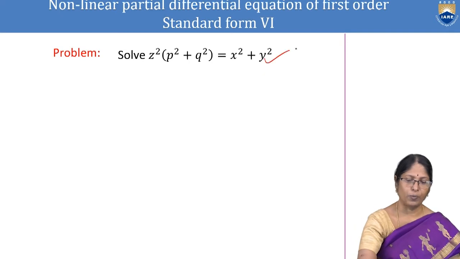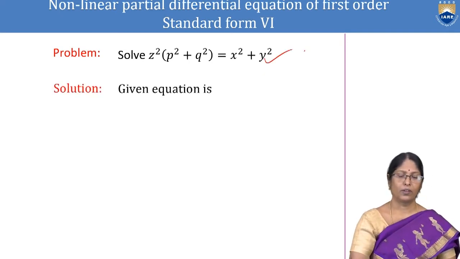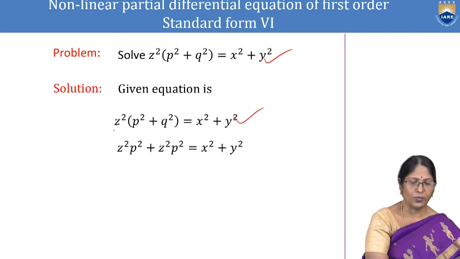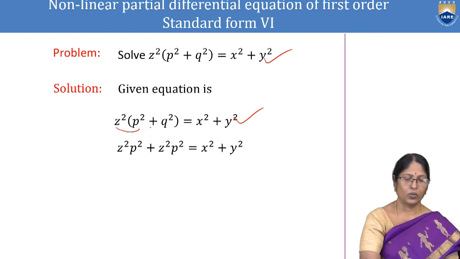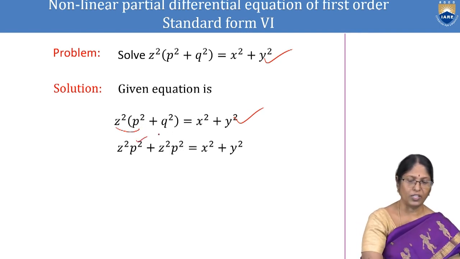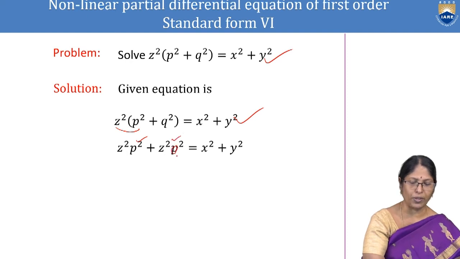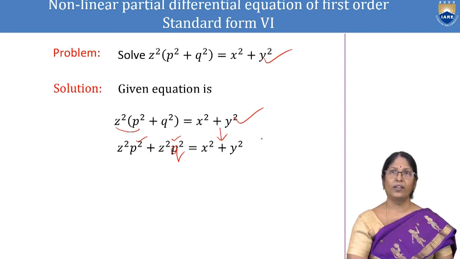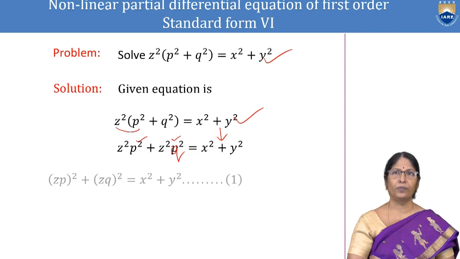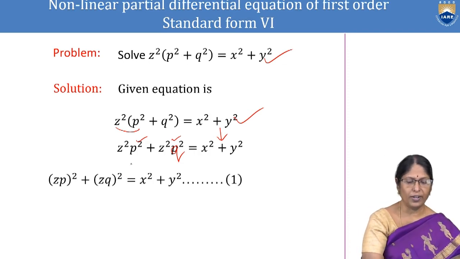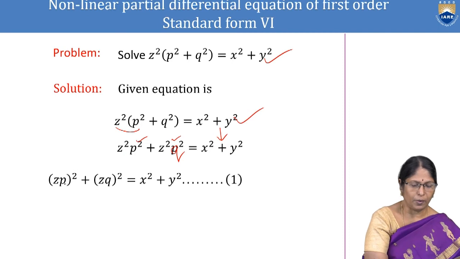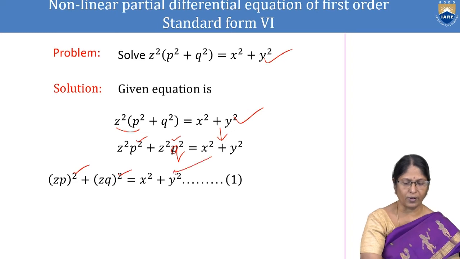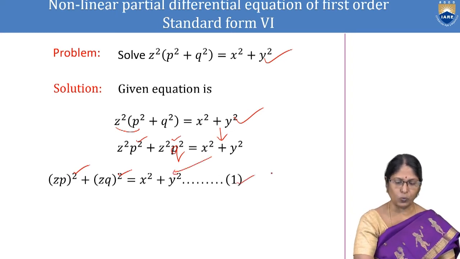Here we have taken one problem. The given equation is written by just taking z square inside. So z square into p square, z square into q square, and the right side is written as it is, x square plus y square. Now we did the simplification: zp the whole square, zq the whole square, and the right side as it is. We name it as equation 1.